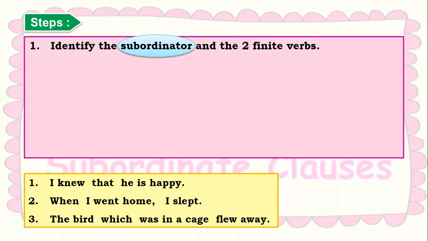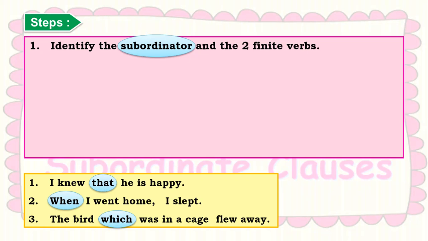I knew that he is happy. When I went home, I slept. The bird which was in the cage flew away. So which are the subordinating conjunctions? First, that, when, and which. Well, when and which, where did they come from?